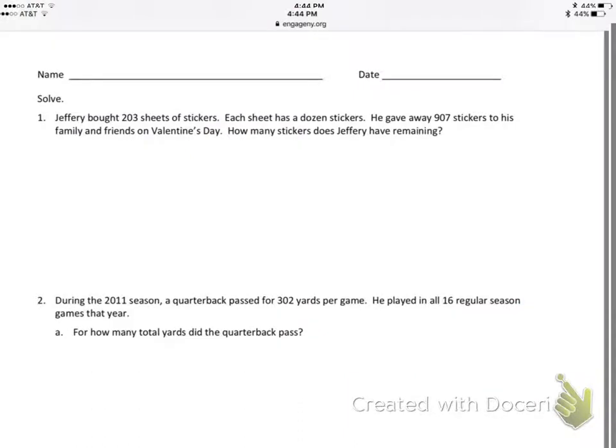Jeffrey bought 203 sheets of stickers. I'm going to underline that because that seems important. Each sheet has a dozen stickers. And then he gave away 907 stickers on Valentine's Day. So the question is, how many stickers does Jeffrey have remaining?